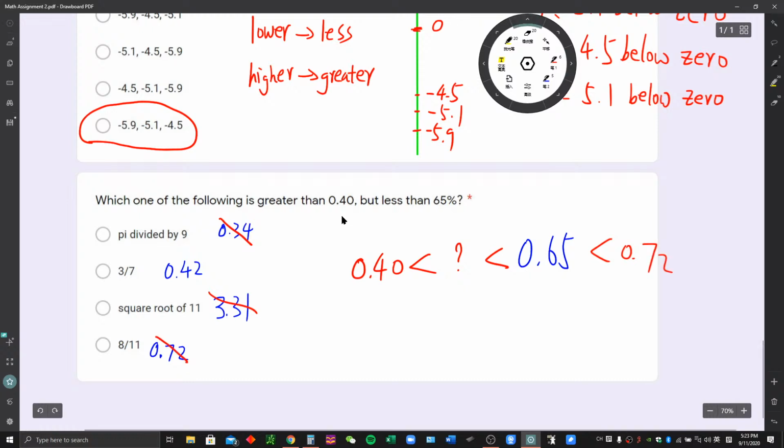And the only answer should be 0.42. More than 0.40 but less than 0.65. So our answer should be this, and this is 3/7. That is our answer. And that concludes the solution to assignment 2.